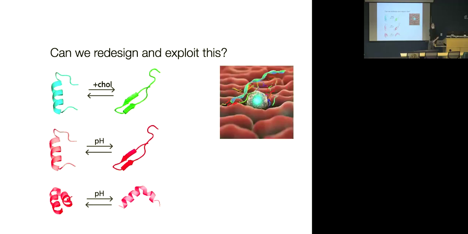So we're interested in whether we can redesign this and also exploit it. Can we take the cholesterol switch and the pH switch and start coming up with mutations that would make, say, an HIV peptide that's pH switched instead of cholesterol switched, or vice versa, a flu peptide that's cholesterol switched instead of pH switched? I'll talk a little about how we're doing this, and then I'll talk about why we might do this.